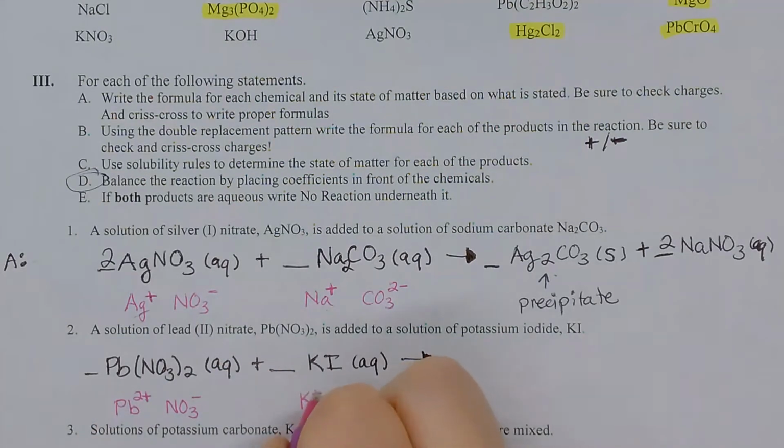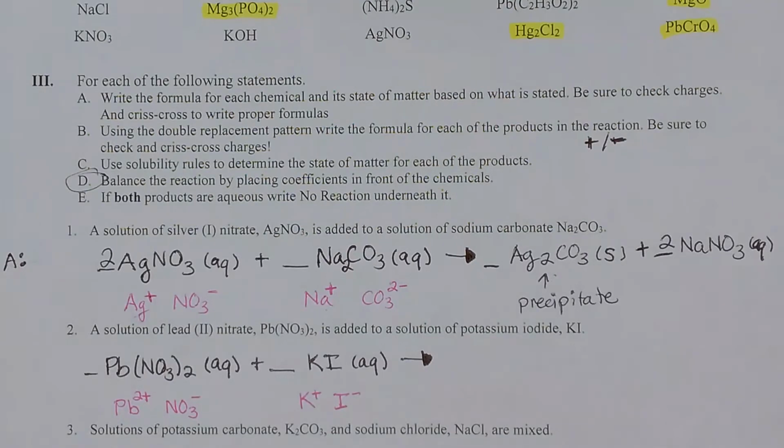I know potassium is positive and iodine is negative because of their position on the periodic table. Now we can start making our products. Again, I just like to start with one of my elements. It doesn't matter which one you start with. Last time I started with silver. How about this time we start with potassium?